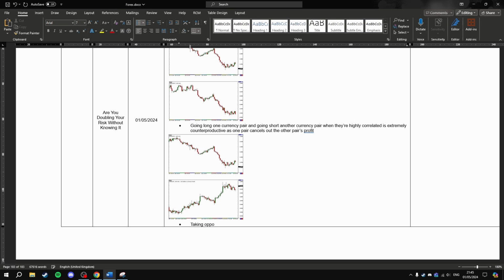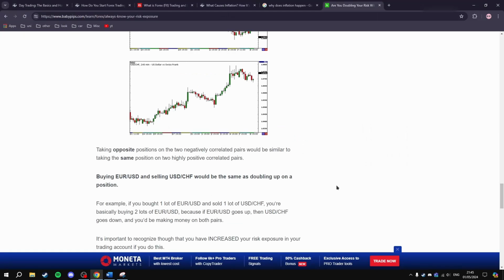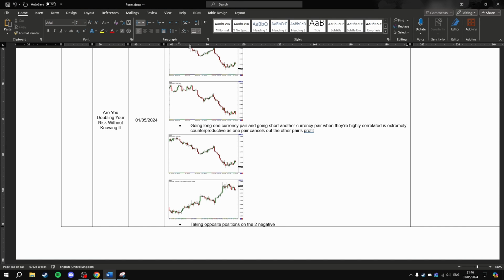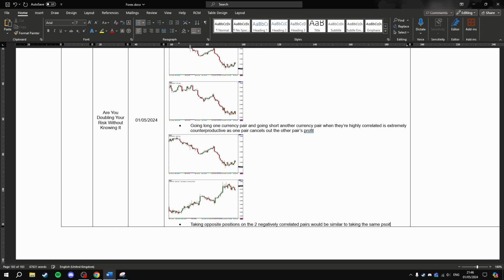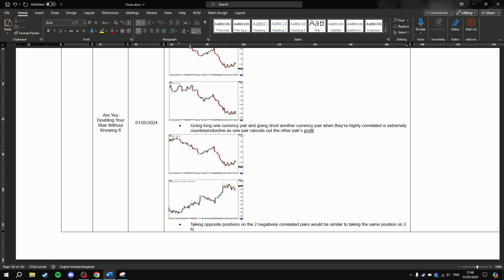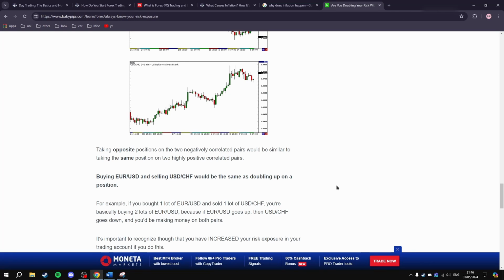Taking opposite positions on the two negatively correlated pairs would be similar to taking the same position on two highly positively correlated pairs, because you're doubling the risk.